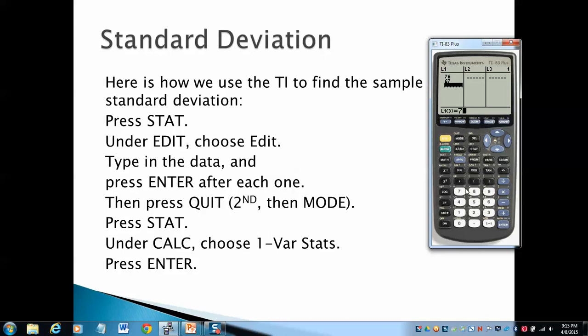78. Oh man, what is more exciting than watching your teacher enter data on the TI? This is a thrill a minute.